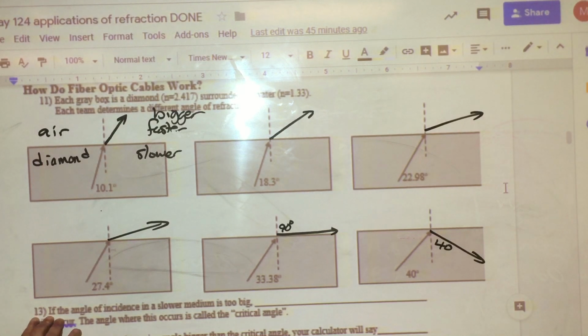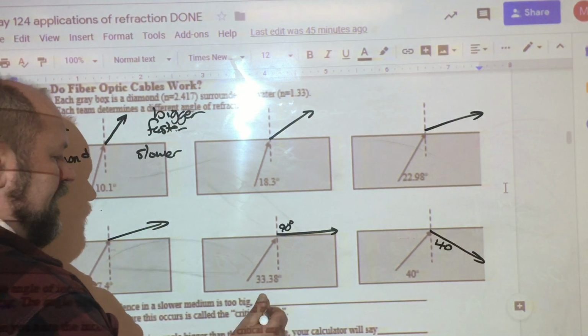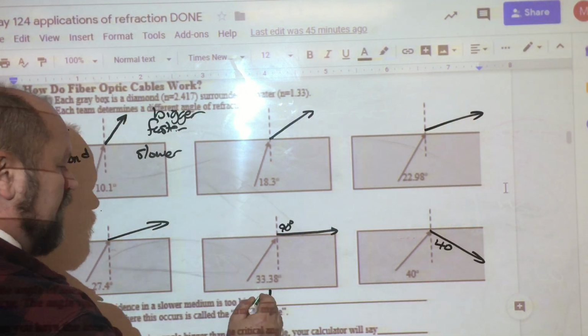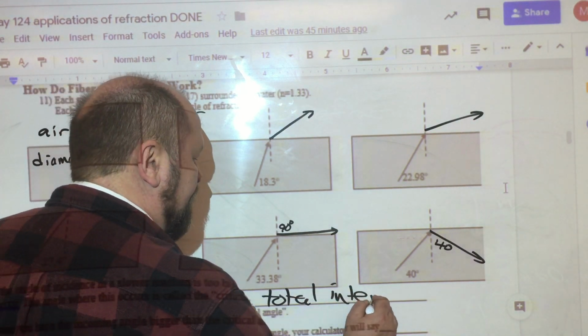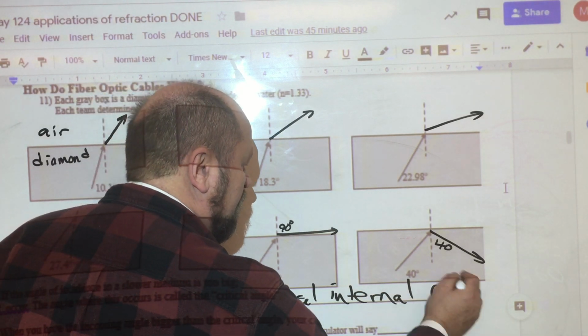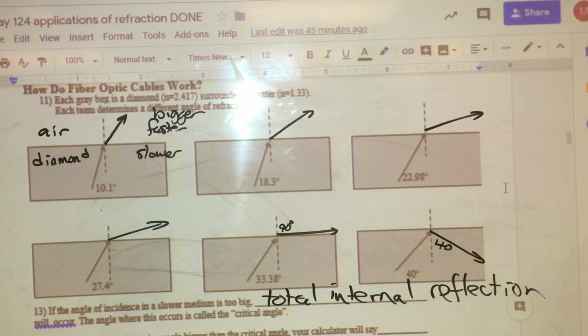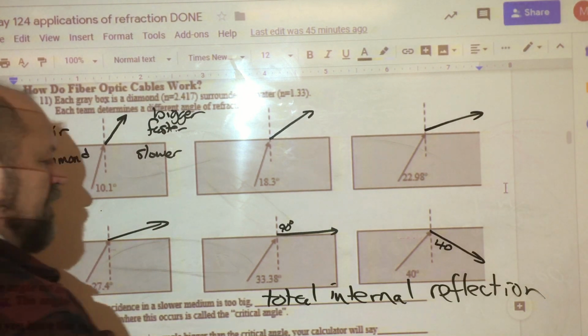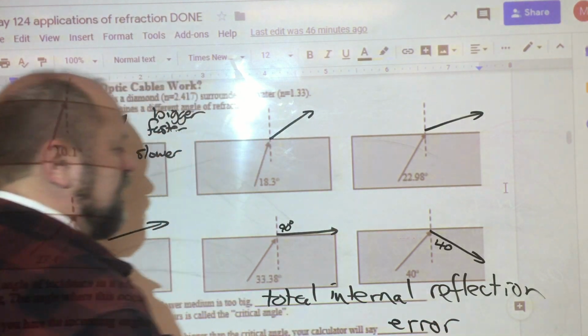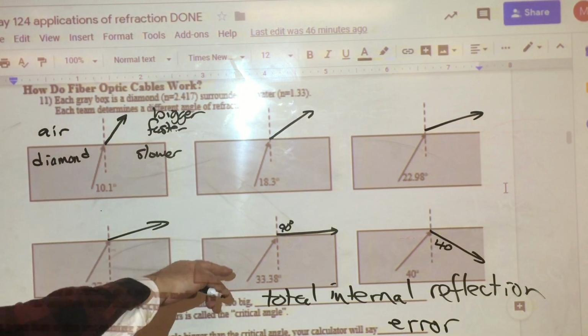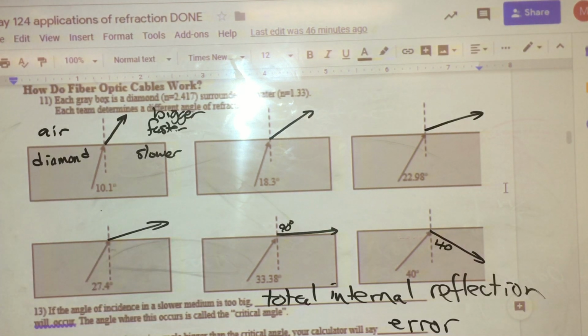Number 13, if the angle of incidence in the slower medium is too big, total internal reflection is going to happen. And this occurs at a critical angle, which in this case is 33.38 degrees. When you have the incoming angle bigger than the critical angle, your calculator will say error. It won't know what to do. It can't do the Snell's law with an angle bigger than 90 degrees. It's just going to say syntax error or just simply error. And this happens in fiber optic cables.